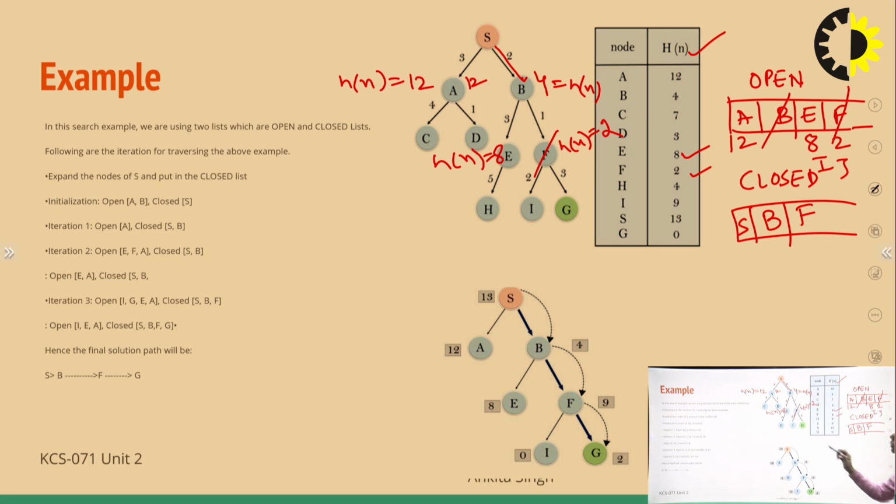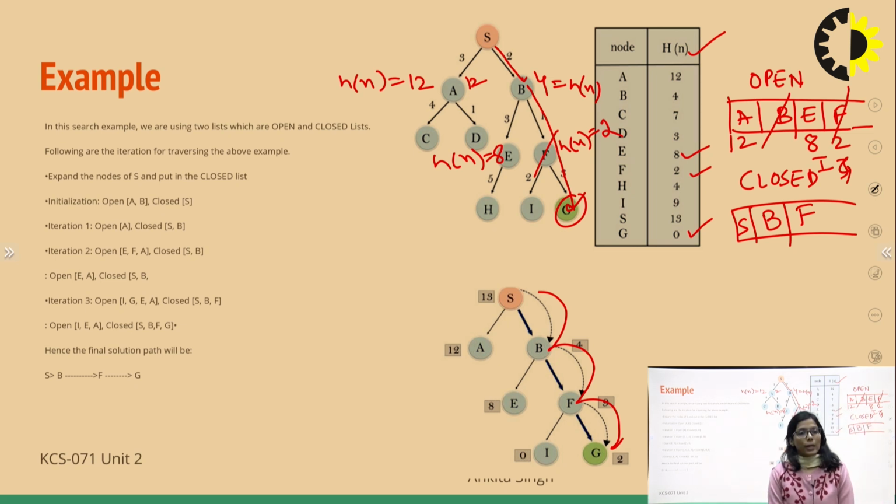We can see G has the goal heuristic value of 0. So we will be reaching the goal node. We will be following this path to reach the goal node. So that was your heuristic value. Okay, so that was your best first search. We were trying to find the goal node with the best first search algorithm.